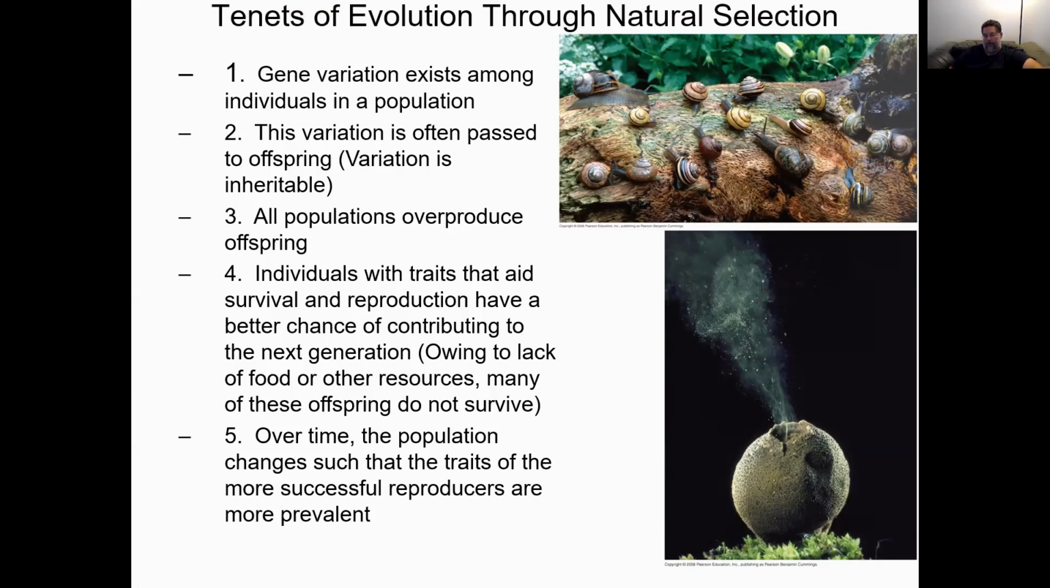We like to think somebody's appearance is based only on their good habits of exercise and dieting, but a lot of it is due to genes that influence that. That variation is often passed on. So like produces like. If you have tall parents, you're more likely to have a tall child, for instance. If you're a camouflaged insect and you survived, you're likely to pass on that trait. All populations overproduce.